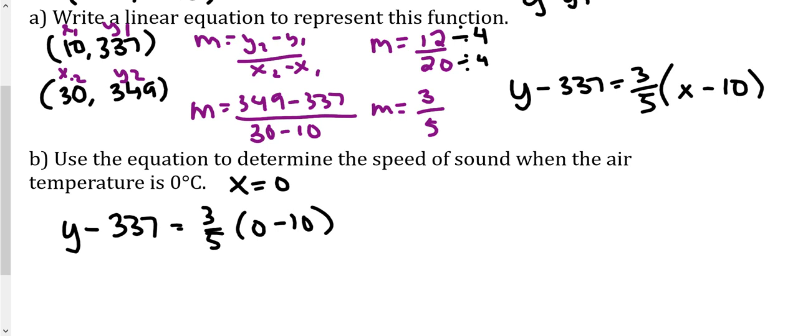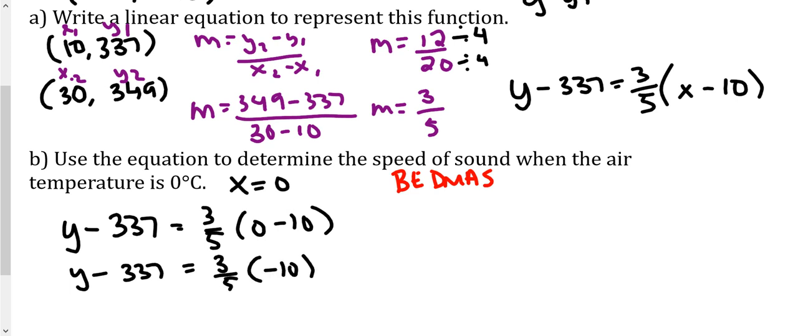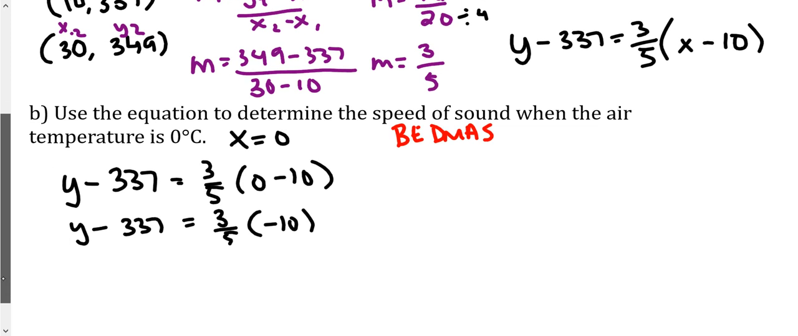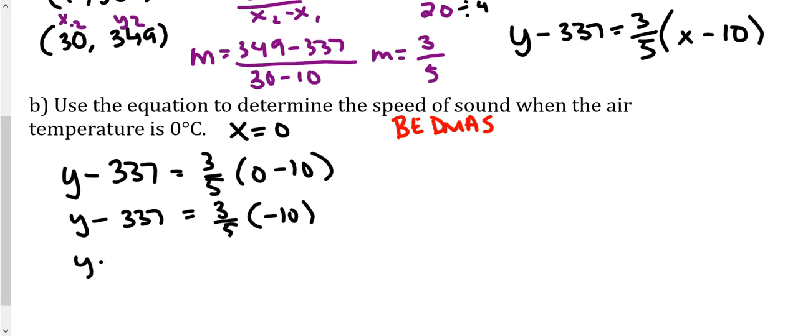So I'm going to deal with the brackets first. In this case, inside the brackets, I can do 0 minus 10. y minus 337 is 3/5 of negative 10. Now I'm going to multiply: 3 times negative 10 divided by 5.